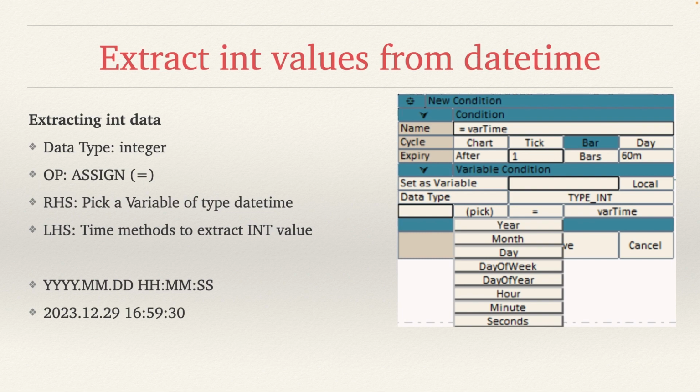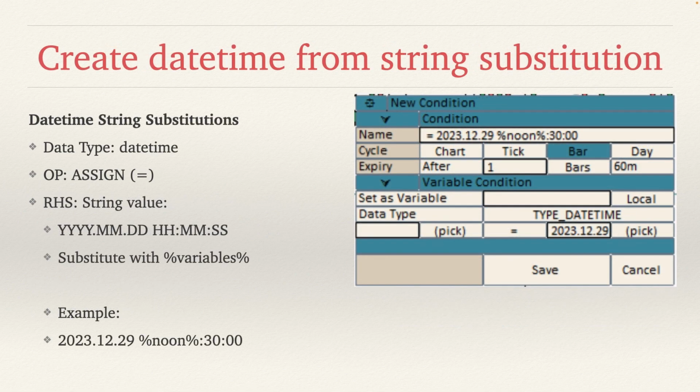You can use this to create named variables of type int that contain, for example, the current year, current month, day, and so on. Now that you have pieces of a datetime string as integers, what can you do with them? Well, you can use them to build datetime variables. Select the data type of datetime, the assignment operator, and on the right-hand side, instead of selecting a variable, type in a string that represents a datetime.